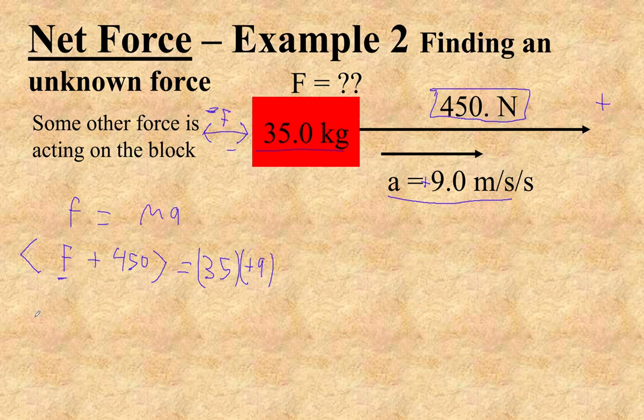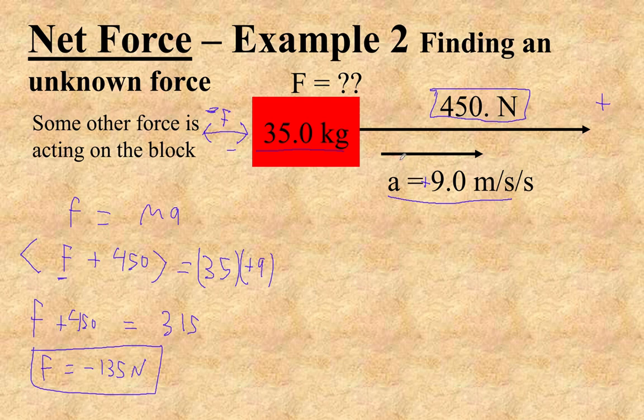We can do maths. So F plus 450 is equal to 35 times 9, which is equal to 315. Ooh, F is going to be negative. So now subtract 450 from both sides, and I get that F is equal to minus 135 newtons.